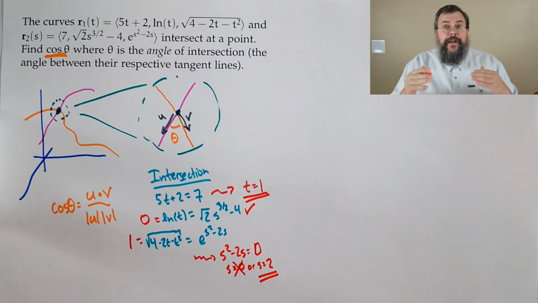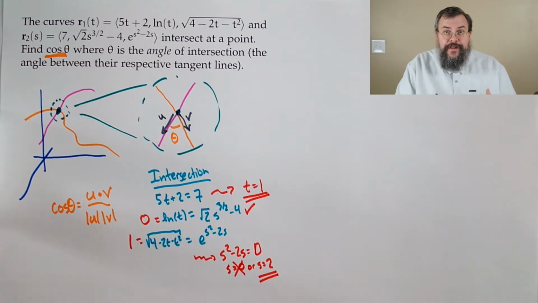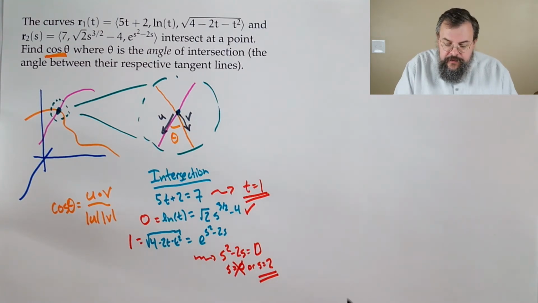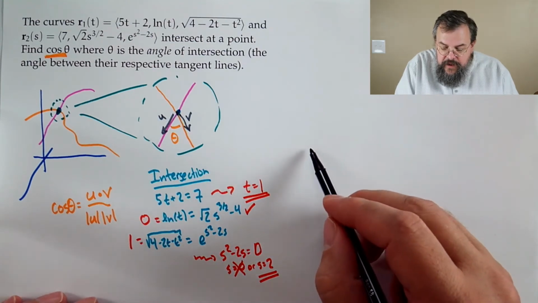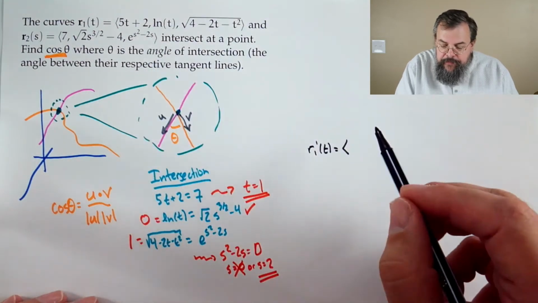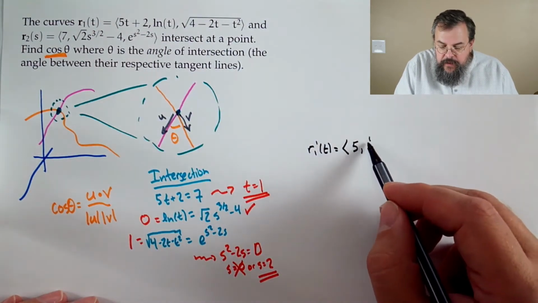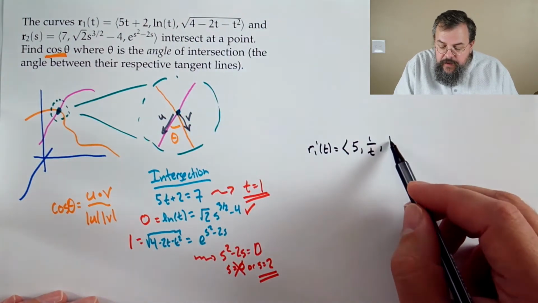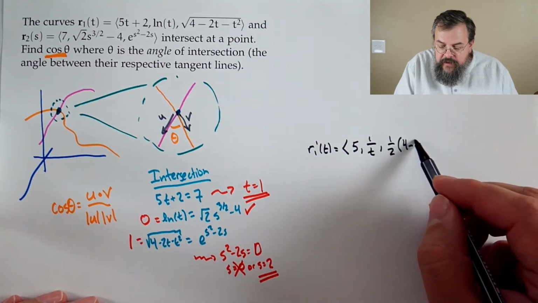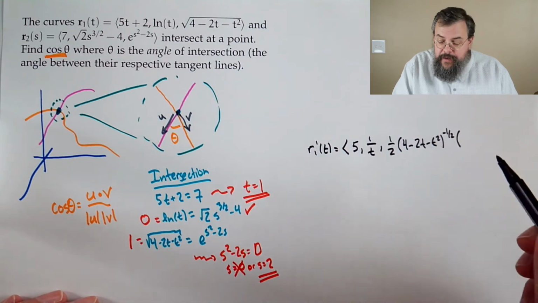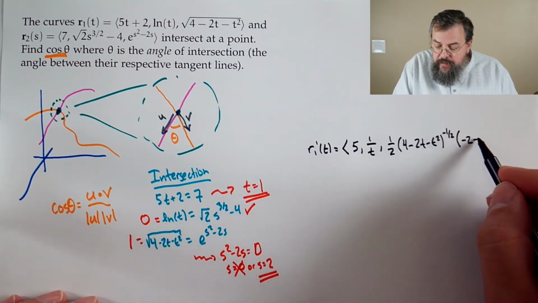So our next thing is we say, okay, now that we know when the intersections happen, let's see what our tangent vectors are for each one of those times. So let's start with our first curve, r1. If we compute r1 prime of t, do it entry by entry: 5, comma, 1 over t, comma, well, this is related to the 1/2 power, so 1/2, 4 minus 2t minus t squared to the minus 1/2, then multiply by the derivative of the inside, minus 2 minus 2t.